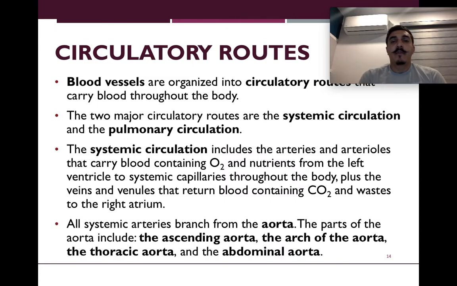Now, the blood vessels have what they call circulatory routes that will carry the blood throughout the whole body. So it's just different routes in our body of those vessels. We have systemic circulation and pulmonary circulation. So systemic includes arteries and arterioles that carry blood containing oxygen and nutrients from the left ventricle to the systemic capillaries through the whole body, plus the veins and venules that return blood that has CO2 to the right atrium. They all branch from the aorta, and those parts of the aorta are the ascending aorta, the arch of the aorta, thoracic aorta, and the abdominal aorta. Okay.